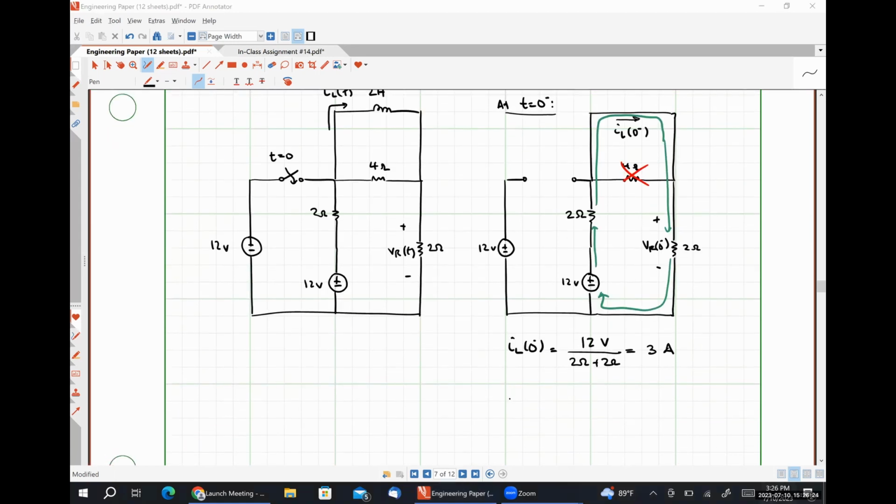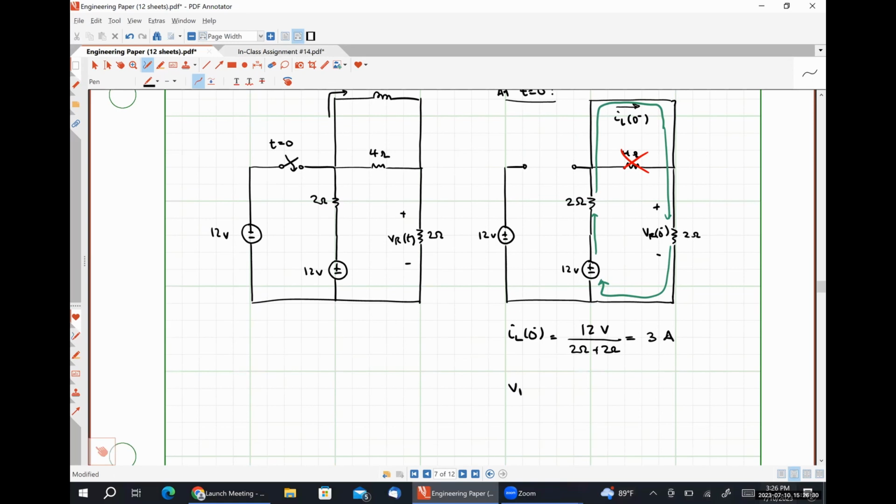Using that information, VR at 0 minus is 2 ohms times 3 amps, which is 6 volts. So our analysis at t is equal to 0 minus is done. Any questions, comments, or concerns?